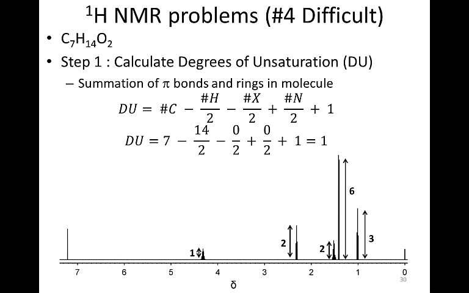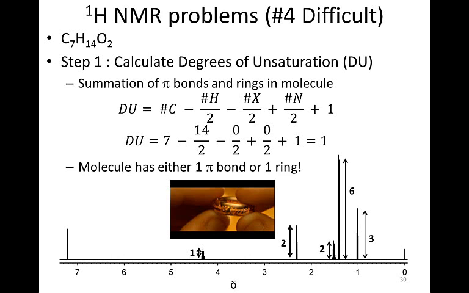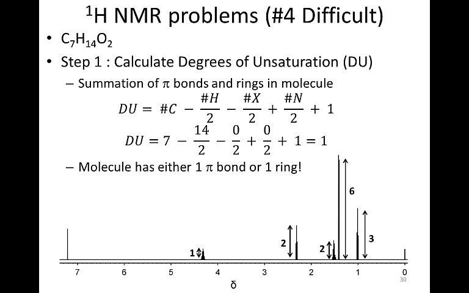Okay, so you should have gotten a DU of 1, and if you didn't, just double check your math. It's probably just a little small error somewhere along the way. But our DU for this molecule is going to be 1. So what this is telling you is that your molecule has either 1 pi bond or 1 ring within the molecule. Okay, so now that we have our DU, let's go ahead and zoom in on the spectrum in the region that actually will give us some information.